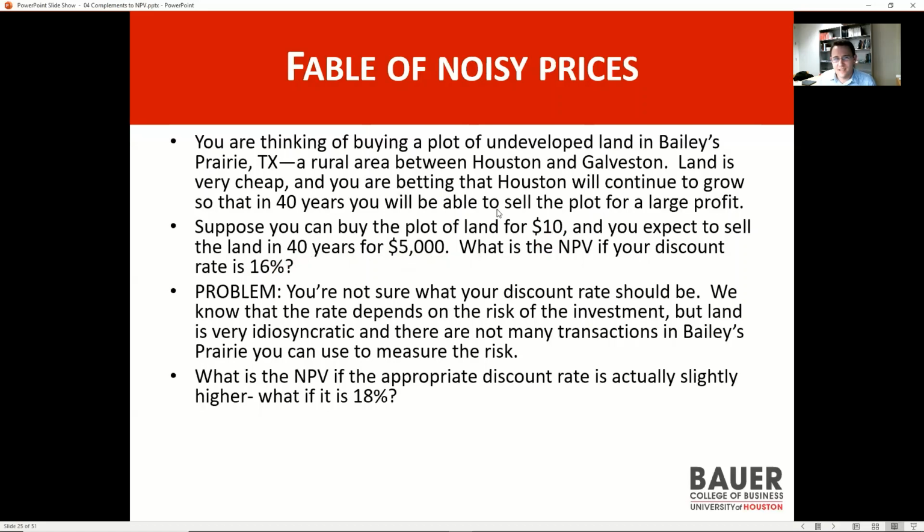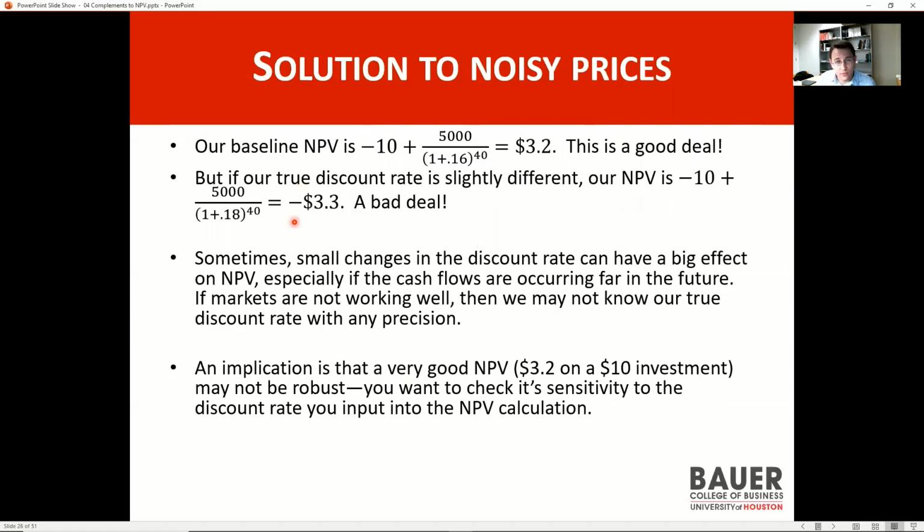However, because the asset markets are a little bit noisy, you're not exactly sure what the right discount rate is. You're not exactly sure what risk you're taking when you buy this piece of land, right? There's not a whole lot of data to work with. So what would be the NPV if your discount rate is slightly higher? Say it's 18% instead of 16%. Well, you can do the same calculation, and you'll get a -3. Okay, so your NPV completely flipped from a +3 to a -3 based on just a 2% change in your discount rate.